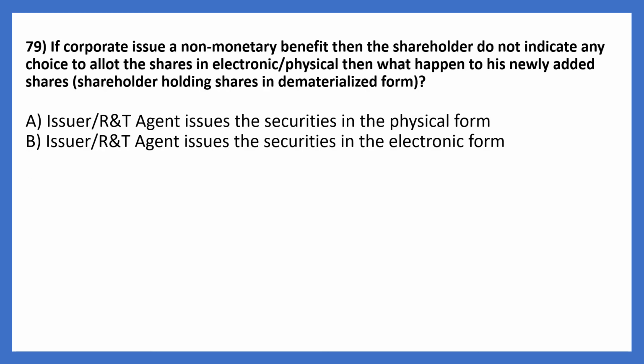If corporate issue a non-monetary benefit, and the shareholder does not indicate any choice to allot the shares in electronic or physical form, then what happens to his newly added shares, if the shareholder is holding shares in dematerialized form? Option A, issuer or RNT agent issues the securities in the physical form. Option B, issuer or RNT agent issues the securities in the electronic form. The correct answer is option B, issuer or RNT agent issues the securities in the electronic form.